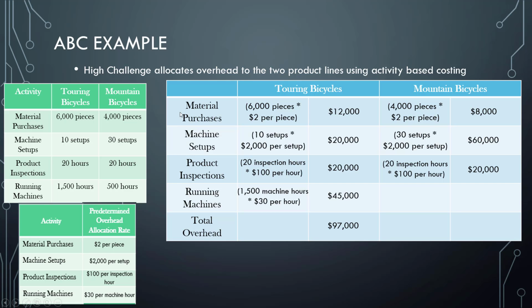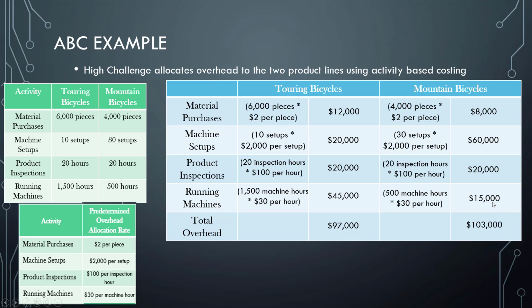And then the mountain bikes take significantly less machine time. It only takes 500 hours to machine all of the mountain bikes that we're going to make during the period. So at a rate of $30 per machine hour, that's $15,000 that should be assigned to mountain bikes. So what is the total overhead that we're going to assign to mountain bikes using this ABC system? 8,000 plus 60,000 plus 20,000 plus 15,000 is 103 grand.